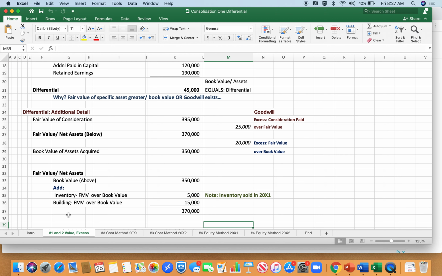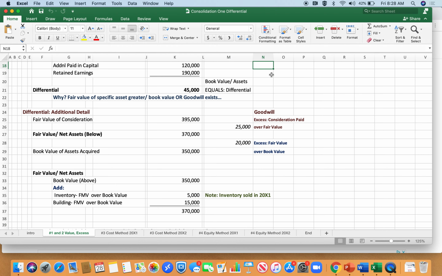Well, in my scenario, we have inventory and a building, both that have fair values over book value. And I'm going to say that that total is $20,000. Inventory, building, $5,000, $15,000, $20,000. So a portion of the $45,000 goes to higher fair market values assigned to inventory and the building. What's left, the amount over fair value, which is what I have in brown, gets assigned to goodwill, the other $25,000. What we're saying is that the parent wanted to buy the subsidiary badly enough that they were willing to pay more than the fair value of the assets. And you'll see lots of balance sheets that have goodwill on them, and that goodwill is amortized over time.